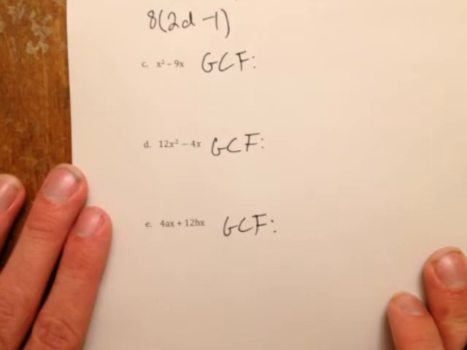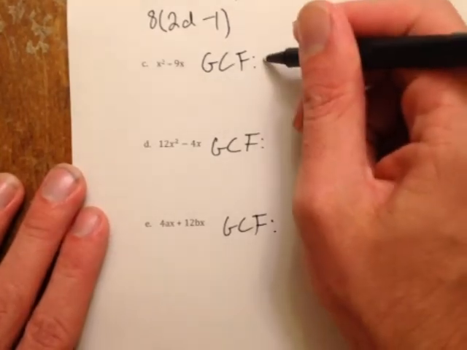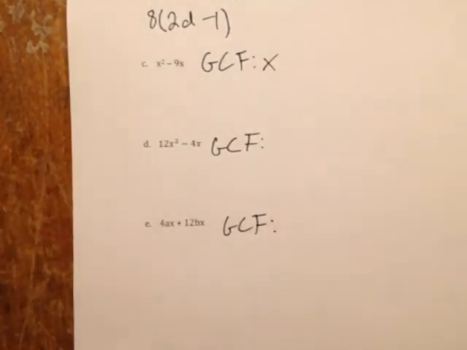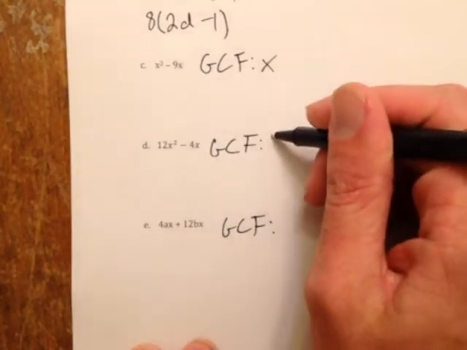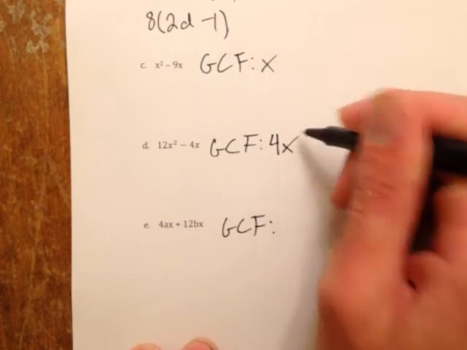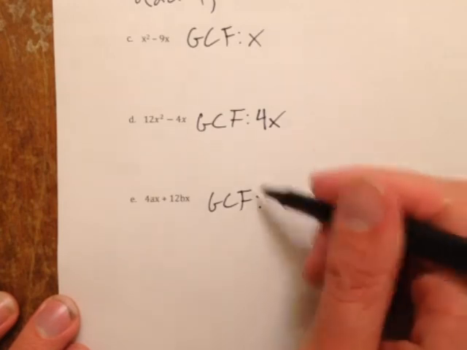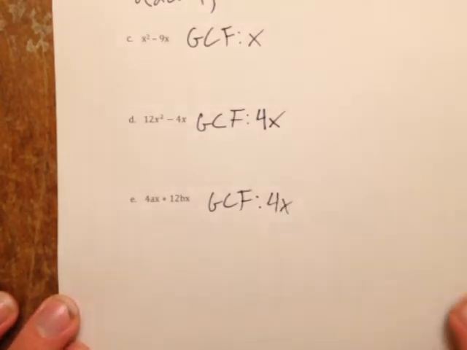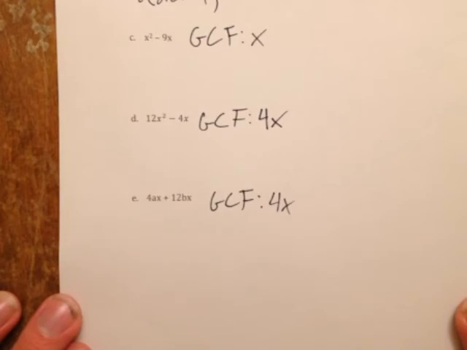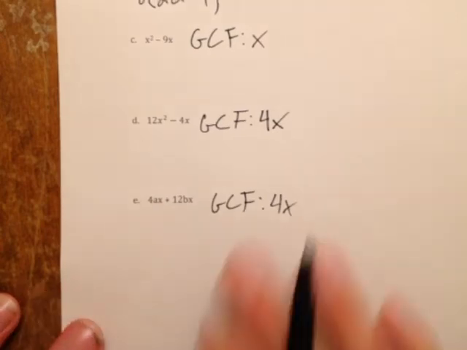So the GCF of x squared minus 9x is just x. There's no number that I can divide 1 and 9 both by, other than 1, but we don't typically use 1 as a GCF. 12x squared minus 4x, I can divide 12 and 4 by 4, and they each have at least one x. 4ax plus 12bx, this one's still just 4x too, guys. There's an a in one and a b in the other, but it's got to be in both terms to be able to rewrite each term as being something multiplied times that.